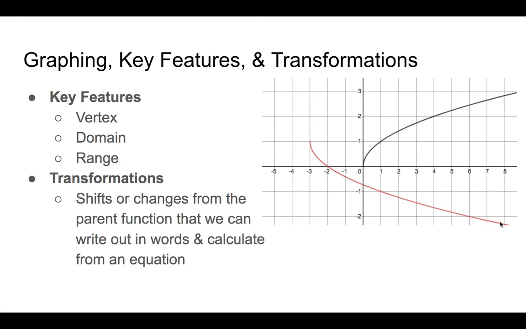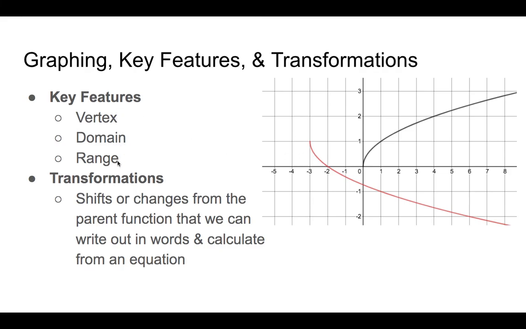This red graph, this is still a radical function. If you notice, the shape is pretty much the same. It just flipped upside down. It moved a little to the left and it moved up. So a transformation here would just be the changes that you see. So this red line, for example, those transformations are a flip, a shift to the left, and a shift up. So we'll talk about those transformations as well.